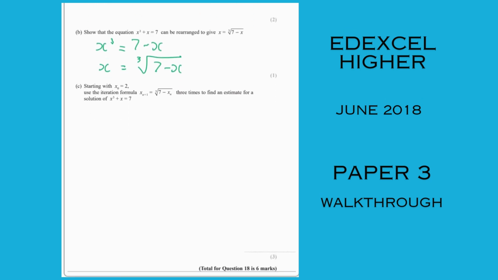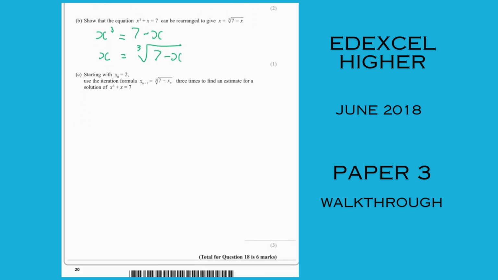On to part C. Now, I know students don't like the terminology, they don't like the notation. Don't let it bog you down. At the end of the day, it's saying to you, the first number is 2, stick it in. So we get the next number by subbing in 2. That'll just be the cube root of 5. And there's obviously a horrible decimal to that, but who cares? Take the cube root of 5, store it in your calc as ANS.